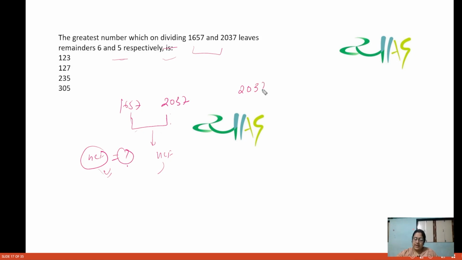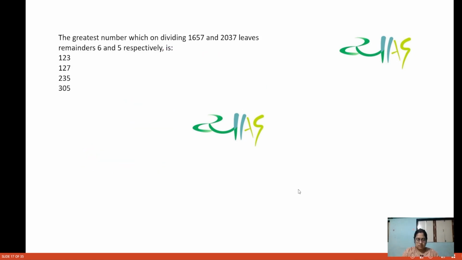So take this 2037. Guys, look at this question. It is asking the greatest number which on dividing 1657 and 2037 leaves the remainder 6 and 5 respectively. So let us do this question. Now we have 1657 and 2037, all right. And it is asking that this gives the remainder 6 and this gives the remainder 5. Okay.